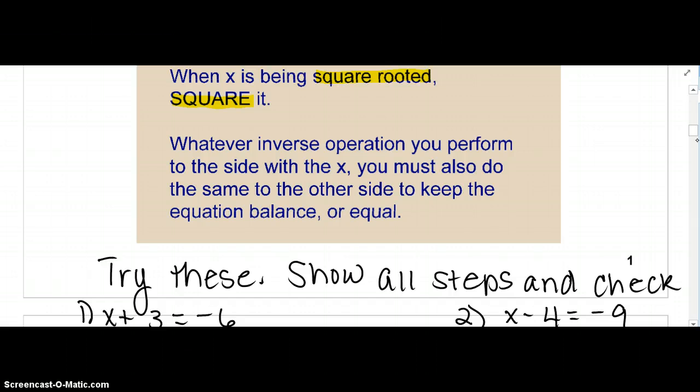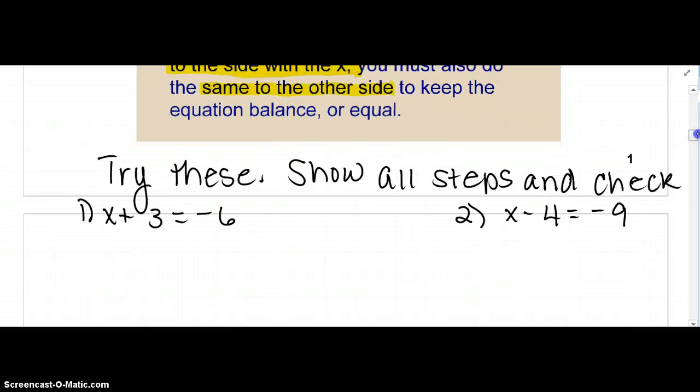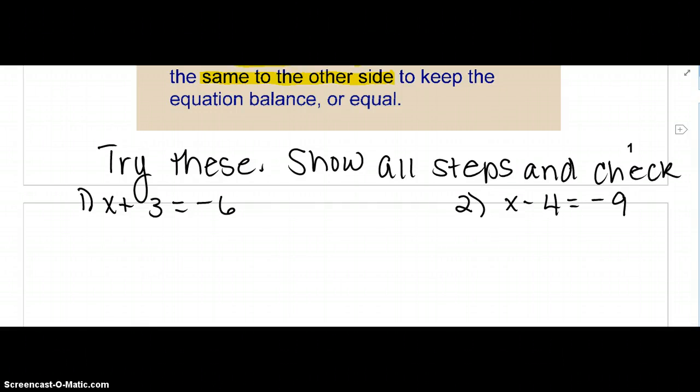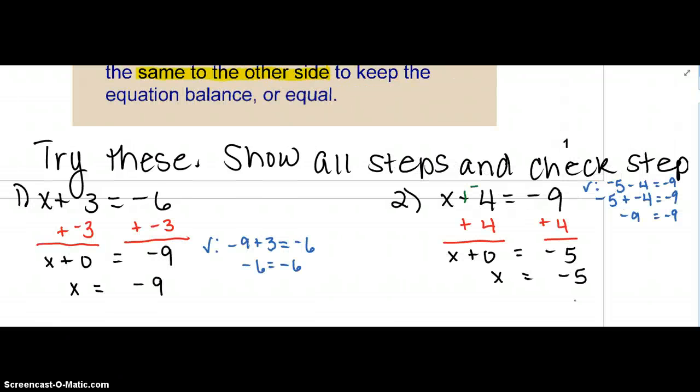So whatever inverse operation you perform to the side with the x, you must also do the same to the other side. And that keeps the equation balanced or equal. So try these two problems, add them to your notes, and then use check steps to check them and come back to this video after you're done.